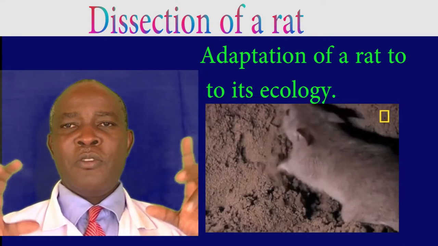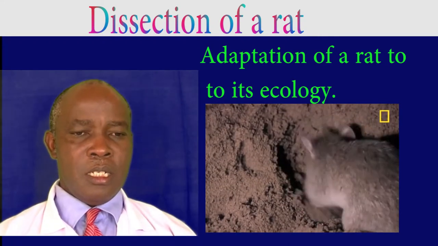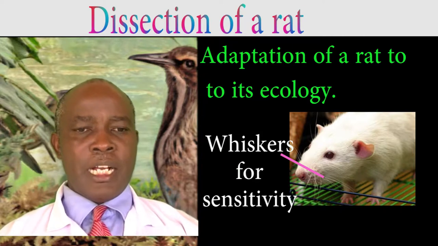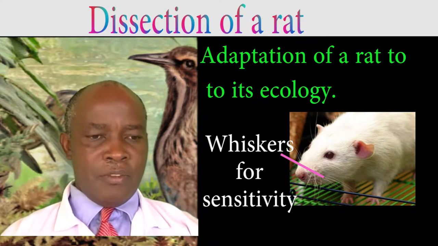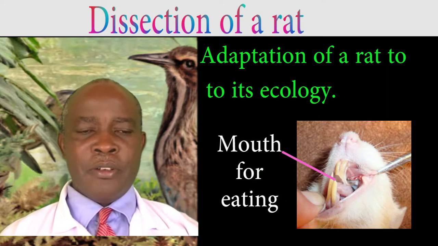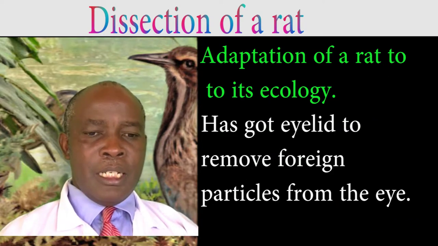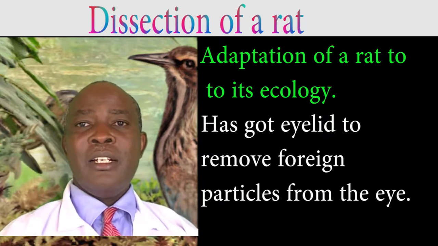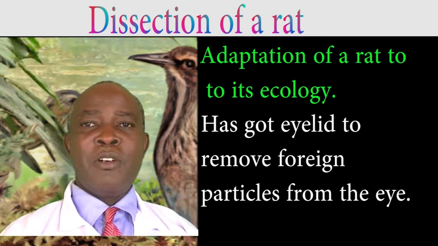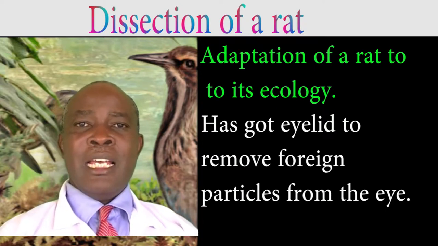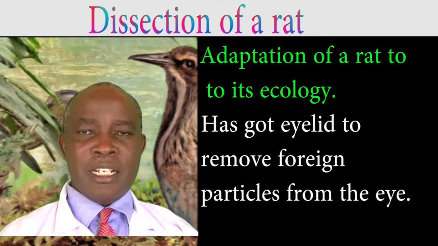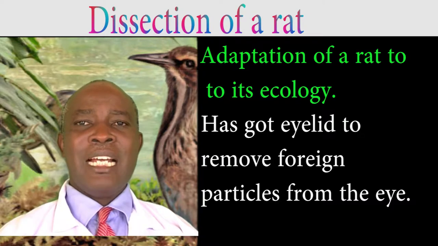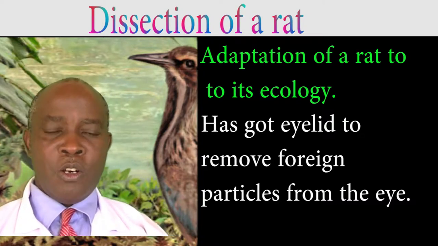It has claws for digging burrows. A rat has whiskers for sensitivity. It has a mouth for eating. It has a nictitating membrane or eyelid for removing foreign particles from the eye. Anything that enables a rat to live a successful life can be given as an adaptation to its ecology.